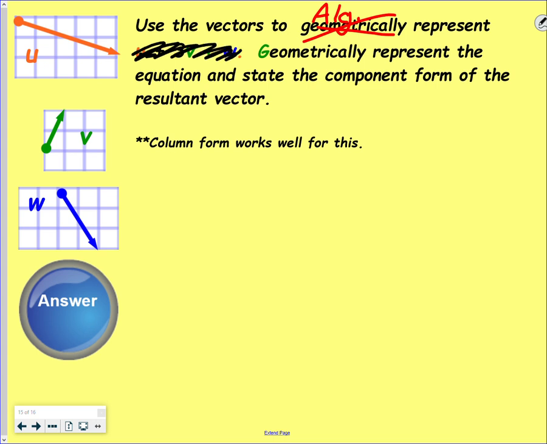So here's what we're going to do. We're going to do 2W plus 2V minus 3U. Okay? I would like you to do 2W, 2V. I'm sorry, wait. That should be plus. 2W plus 2V minus 3U. Okay? First thing you need to do is be sure you know the values of all three of those vectors.